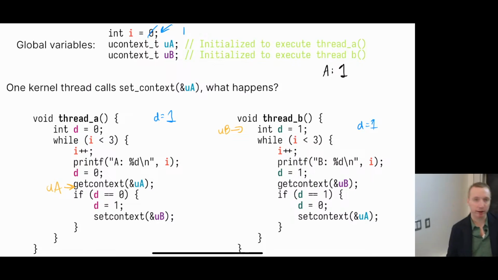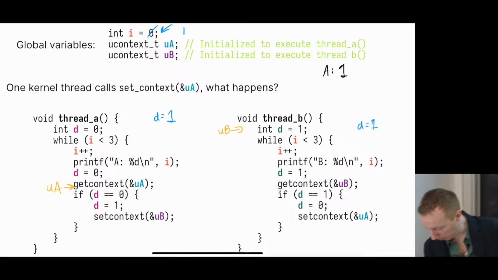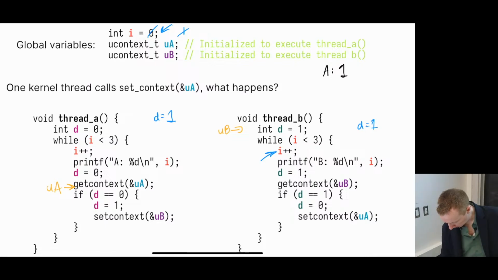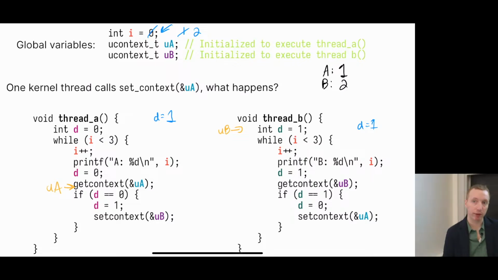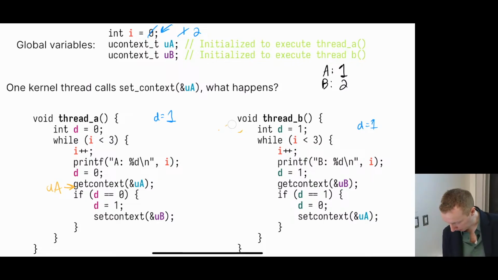Then I check, is I less than 3? Yes, I is currently 1. So I would increment I on this line from 1 to 2. Print F, it would print B colon 2. Then I would change D, which is this thread's D, back to 1. Then I do a get context.